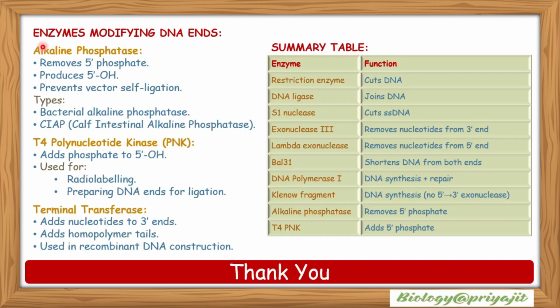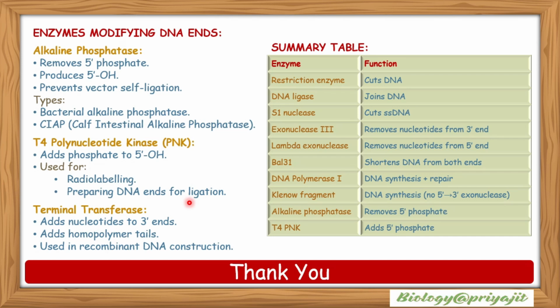Enzymes modifying DNA ends: alkaline phosphatase removes the 5' phosphate and produces 5' OH. It prevents vector self-ligation. Types include bacterial alkaline phosphatase and CIAP, that is calf intestinal alkaline phosphatase. T4 polynucleotide kinase adds phosphate to the 5' OH, which is just the opposite of alkaline phosphatase. It is used for radiolabeling and preparing DNA ends for ligation. Terminal transferase adds nucleotides to the 3' end and adds homopolymer tails. They are used in recombinant DNA construction. So this is the summary table.